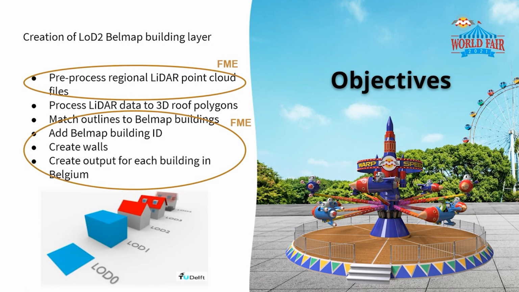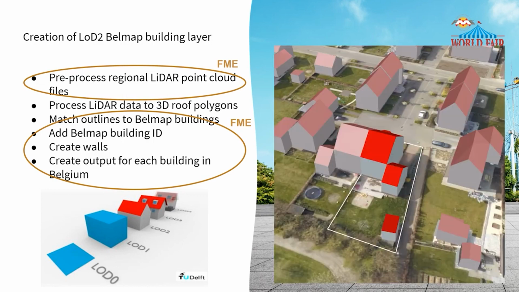For most of these steps, FME was chosen as the most suitable tool to work with. Only the extraction of the 3D roof polygons from the point cloud data required another specific tool. Let us already have a sneak peek at how the result will look.